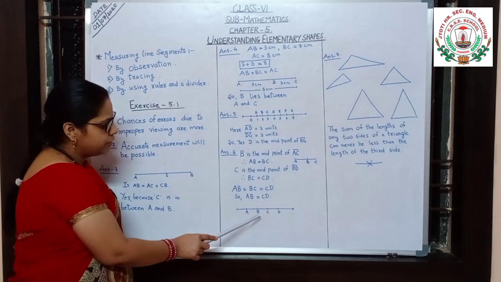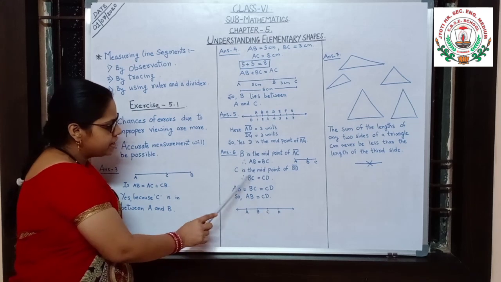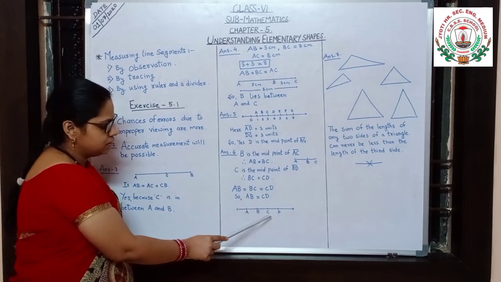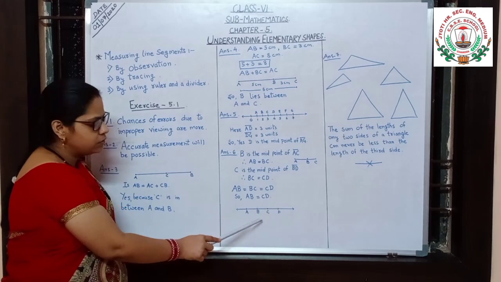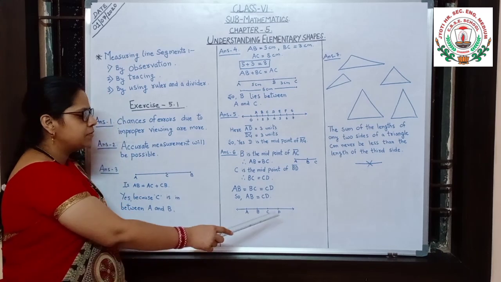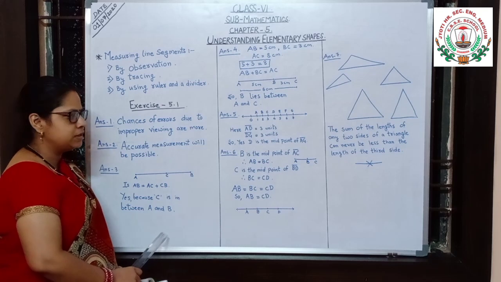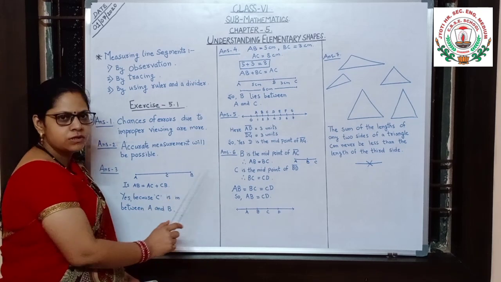A, C in between B and B, D in between C. In this way, you will have to draw the line and the marking of different alphabets. This completes your question number 6.